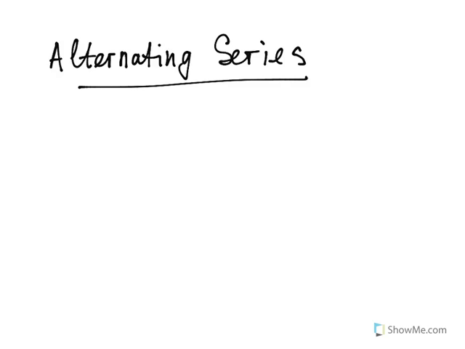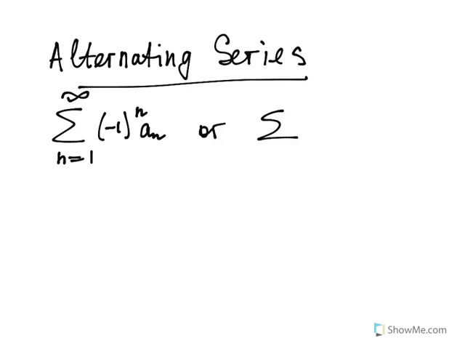So now let's talk about another strategy, another test that we apply only to alternating series. And alternating series look like this. It's either (-1)^n times a_n. By the way, (-1)^n makes your series alternating. Or something like this, where it's still alternating. The exponent is n plus 1.